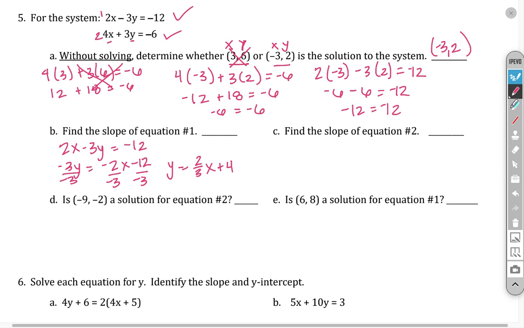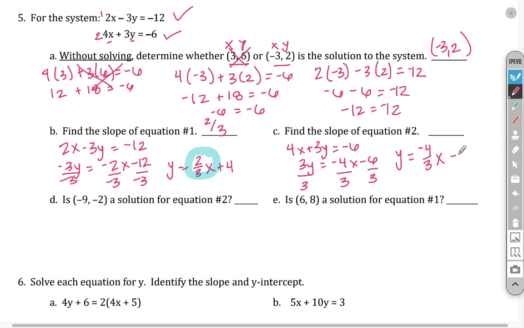So our slope is the m in mx, right? So our slope is 2/3. All right, then it tells us to find the slope of equation 2. So let's do the same thing. We've got 4x plus 3y equals negative 6. We're going to subtract 4x, so we have 3y equals negative 4x minus 6. And we're going to divide by, not negative 3, I'm sorry, just 3. So y equals negative 4 divided by positive 3 is going to stay negative 4/3. And then negative 6 divided by 3 is going to give us negative 2. So our slope here is negative 4/3.